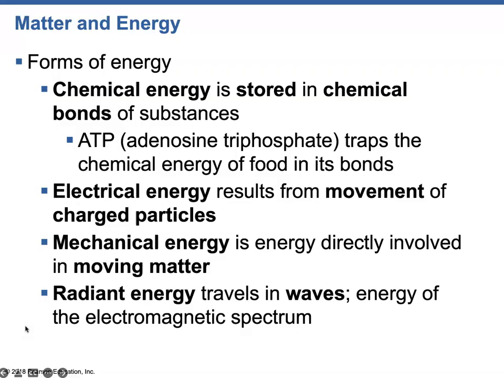And then radiant energy travels in waves. What we use from radiant energy is more related to the sun, or when you think of radiation itself, we can use radiation for energy as well. But primarily what we're going to be talking about with the human body is chemical energy that we use from the ATP, and the electrical energy that results from the movement of the different charged particles inside the cell and outside the cell.